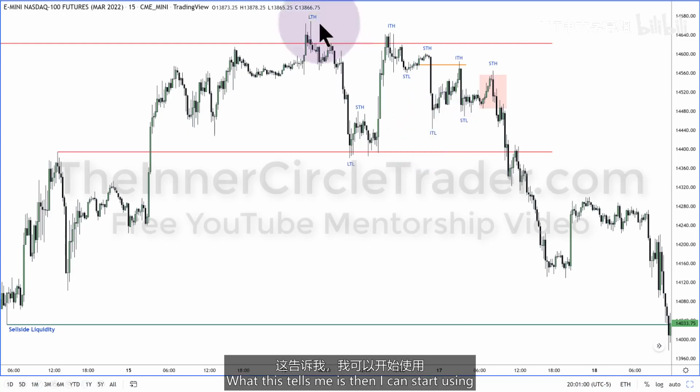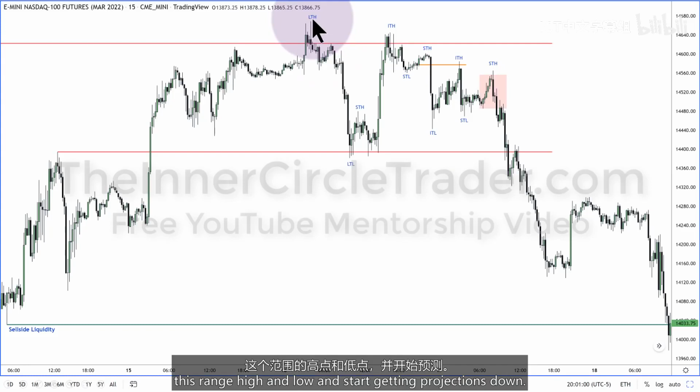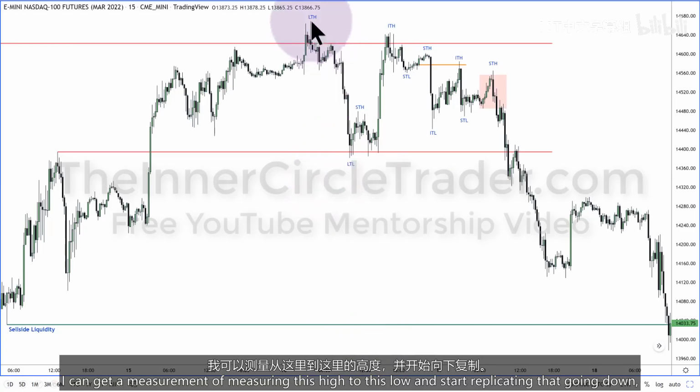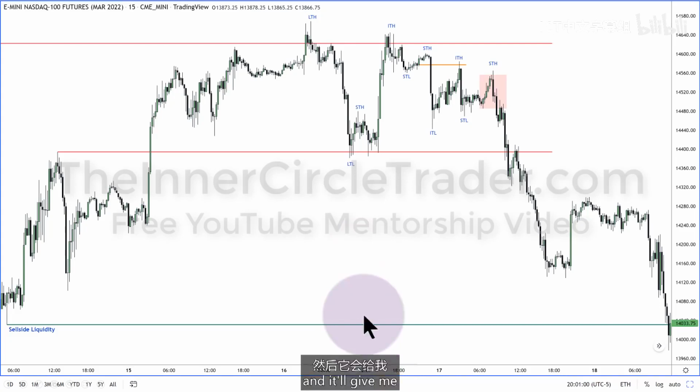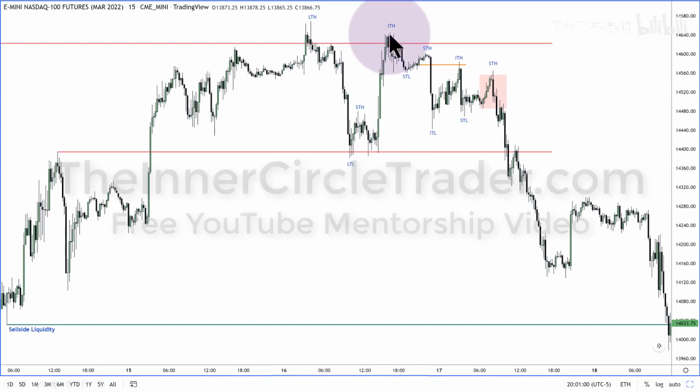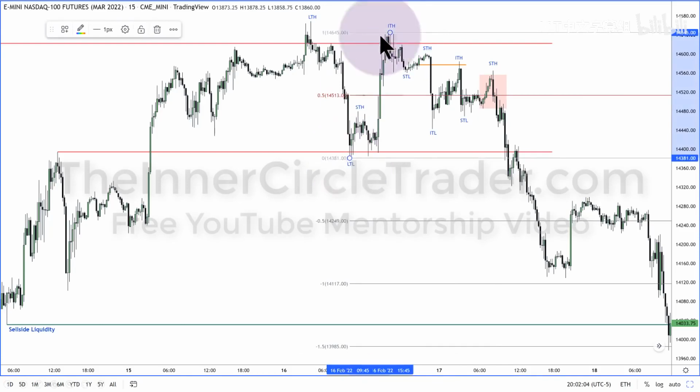What this tells me is then I can start using this range high and low and start getting projections down. I can get a measurement of this high to this low and start replicating that going down, and it'll give me price targets. They're generic price targets. If you don't want to use that targeting method, this long-term low to intermediate-term high, if price breaks below here, as it does here, you can simply take your Fibonacci, anchor it to the highest high down to the lowest low, and this is what you would get here.